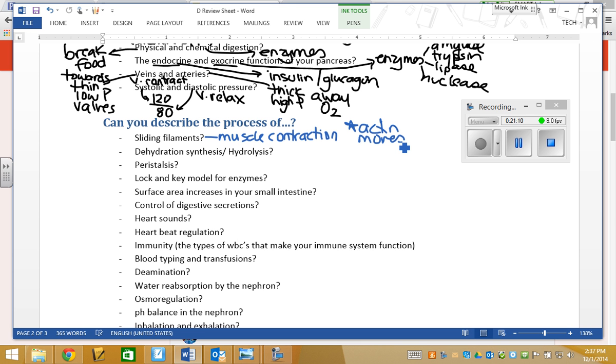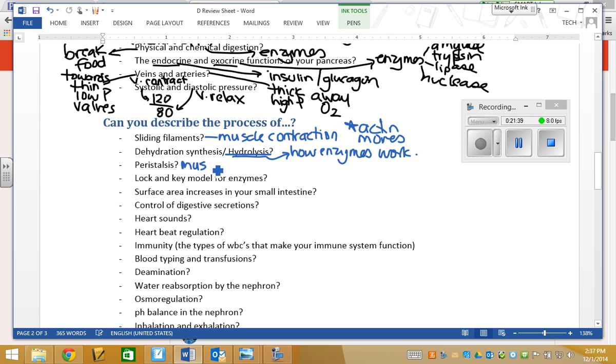Dehydration synthesis and hydrolysis, in particular hydrolysis, that is how enzymes perform their function. Hydrolysis is when water will cut apart a molecule. So you eat a carbohydrate in your digestive system, water will come along with the help of an enzyme and break that molecule apart.